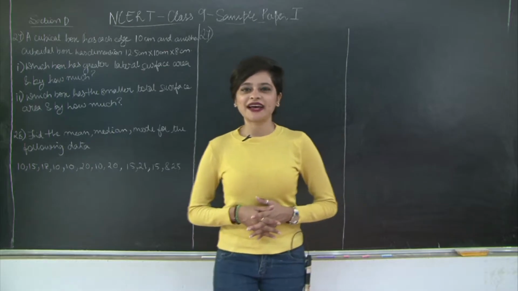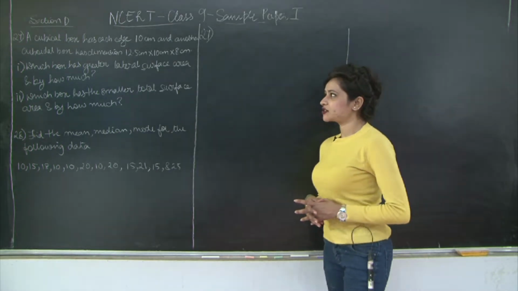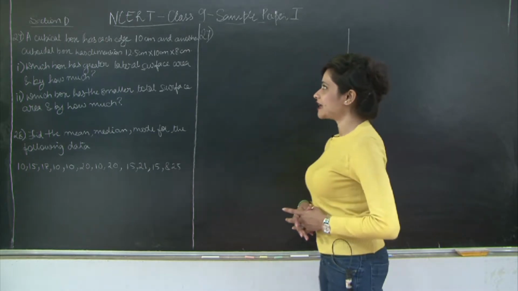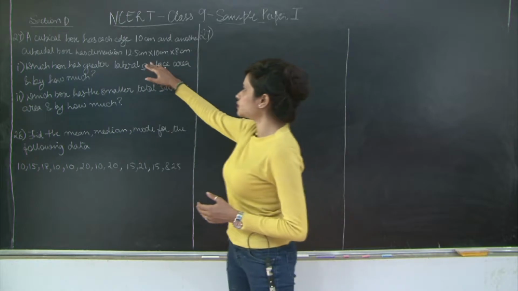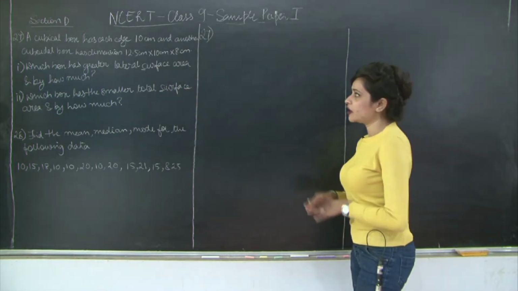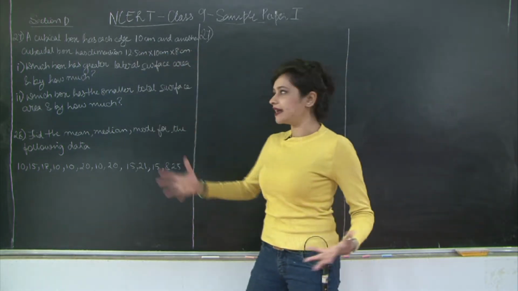Hello students, welcome back. Let us continue with sample paper 1, question number 27 of section D. It states that a cuboidal box each has edge 10 centimeters and there is another cuboidal box which has dimensions 12.5 centimeters into 10 centimeters into 8 centimeters. So this means nothing but length, breadth and height, or length, width and height.